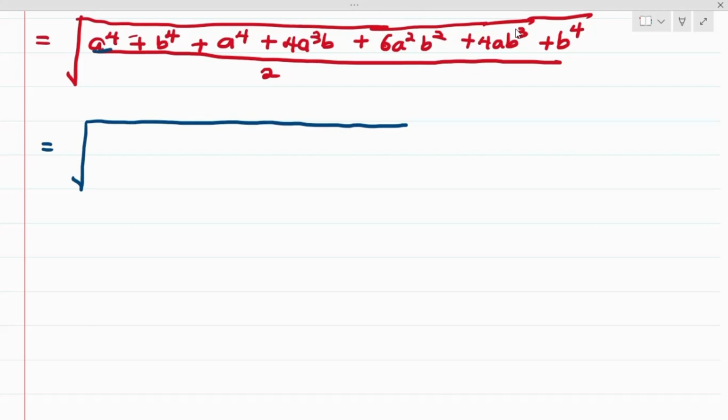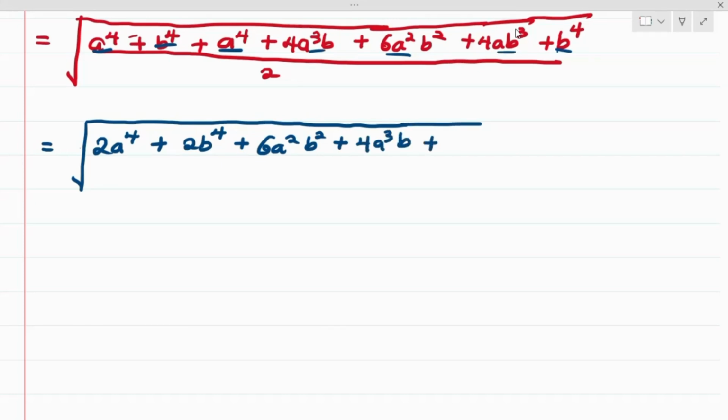So at this point, we have this to be equal to the square root of, now we have A raised to the power of 4 plus A raised to the power of 4 will give us 2A raised to the power of 4, plus B raised to the power of 4 plus B raised to the power of 4 is going to give us 2B raised to the power of 4, plus 6A squared B squared plus 4A cubed B plus 4AB cubed, and this is all going to divide 2.